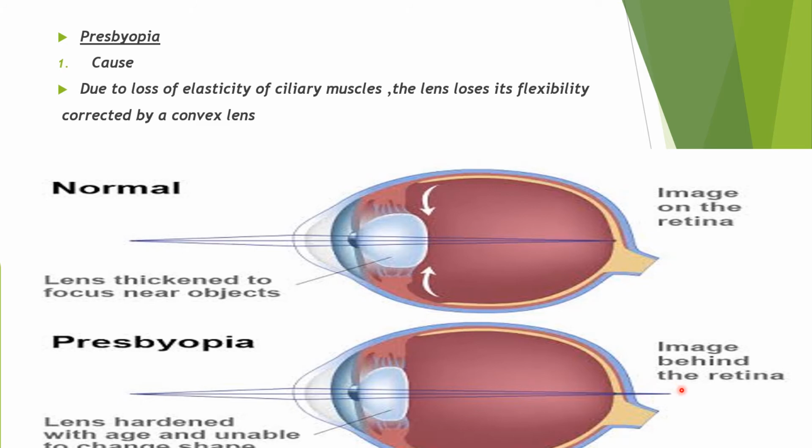So the corrective measure, same as that of long-sightedness, is that we have to use a convex lens, a converging lens. When we use a converging lens or a convex lens, the rays ultimately converge on the retina and we can see the objects clearly. But those who are already using glasses for rectifying myopia have to go for a bifocal lens.